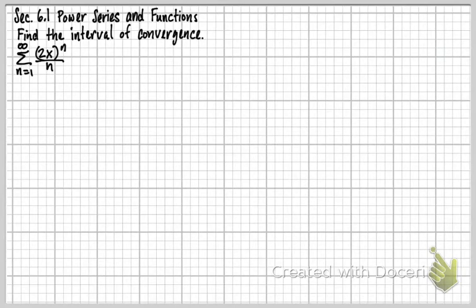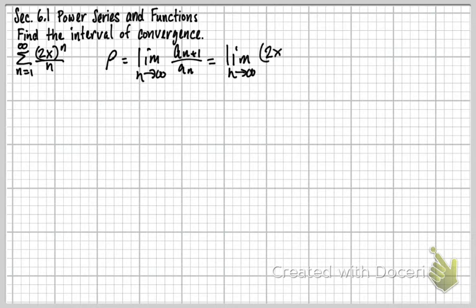This problem says find the interval of convergence. So first thing we're going to do is ratio test. So here it is. Rho equals the limit as n goes to infinity of a sub n plus 1 over a sub n, which is going to be the limit as n goes to infinity of (2x)^(n+1)/(n+1) divided by (2x)^n/n.